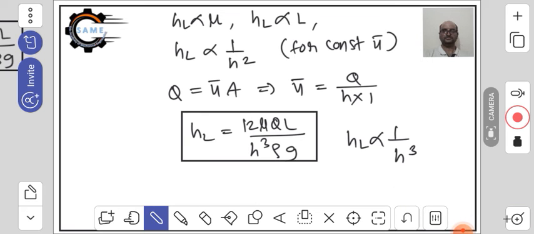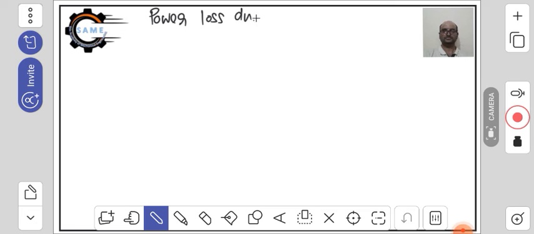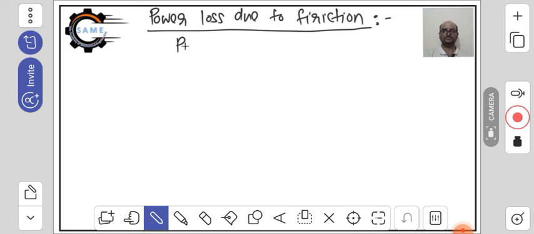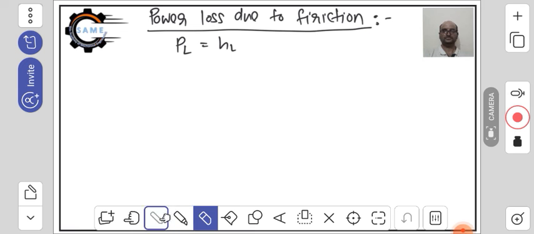Once you calculate the head loss, the next thing you have to calculate is the power loss. Okay, we will see the power loss due to friction. The power loss, that is PL, is equal to HL, the head loss, into rho QG, let me write it correctly. HL into rho QG, right, this is the power loss.